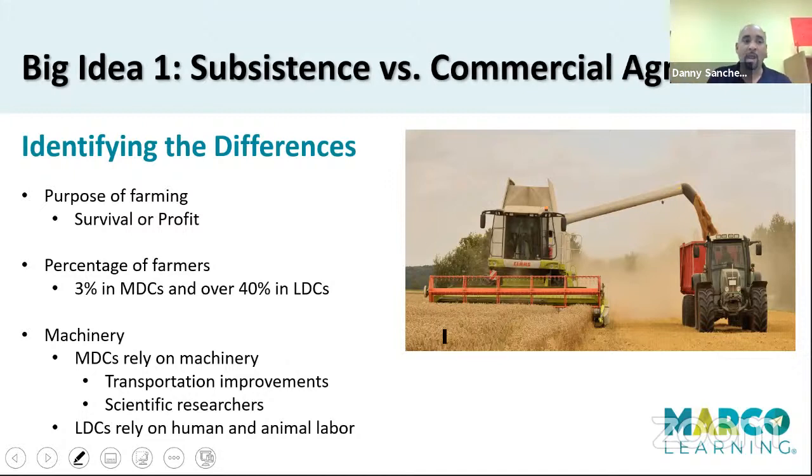The way I always teach this to my students, in America, where does a farmer get his food? And the answer is the grocery store, like everybody else. It is profit farming.